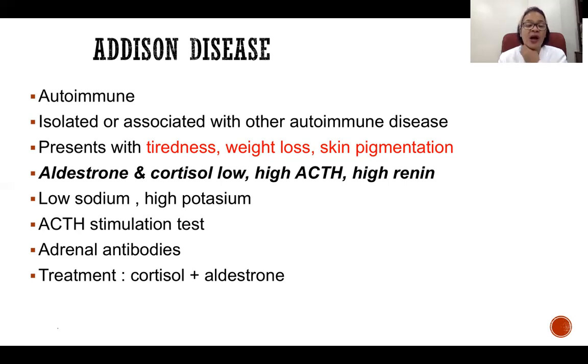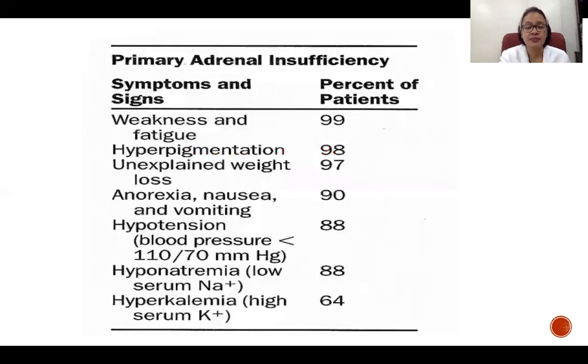So remember, your high potassium can stimulate the release of your renin. Okay, and then what you can do here is your ACTH stimulation test and also determine the presence of your adrenal antibodies. And of course, because of the low cortisol and low aldosterone, you need to replace, okay? You need to give both of these hormones.